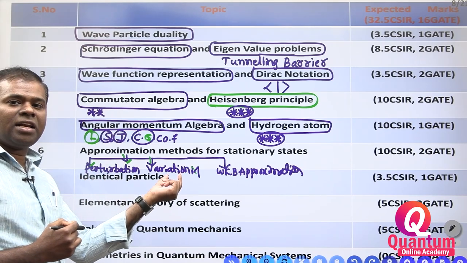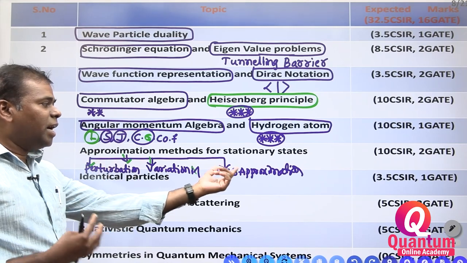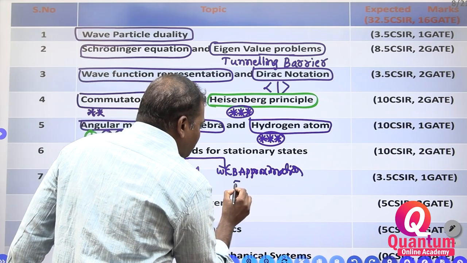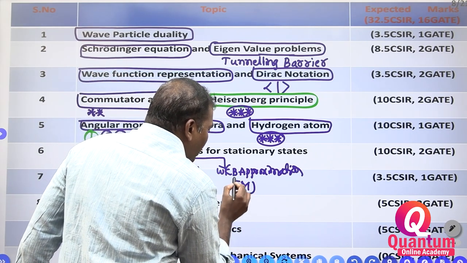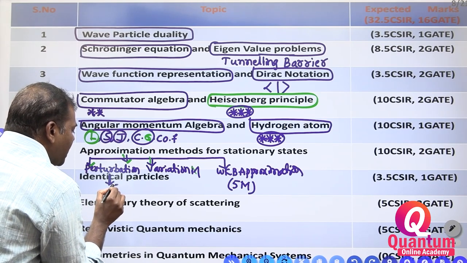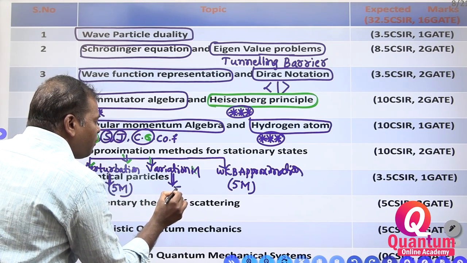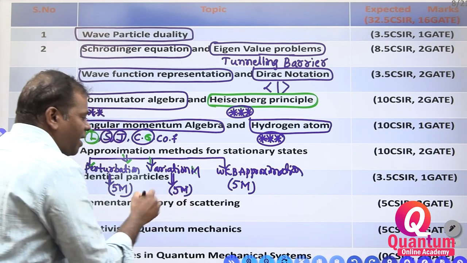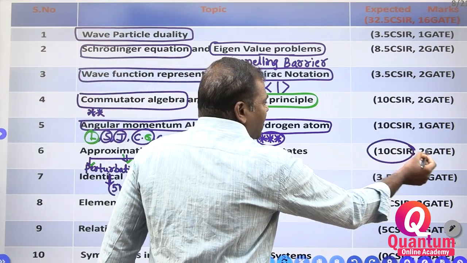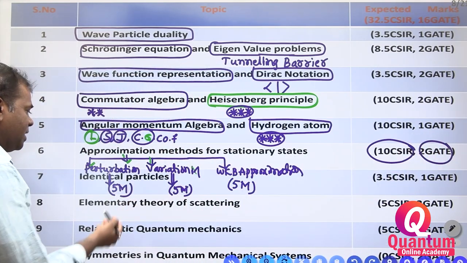Perturbation theory and the variation method are in the core part, the Part A syllabus in CSIR. WKB approximation is the advanced part. From WKB approximation, a 5 marks question we will surely get. From perturbation theory also, sometimes we may get 5 marks. Sometimes they ask 5 marks from the variational method also. So this is very, very important. 10 marks you may get in CSIR and 2 marks in GATE; there is a possibility.